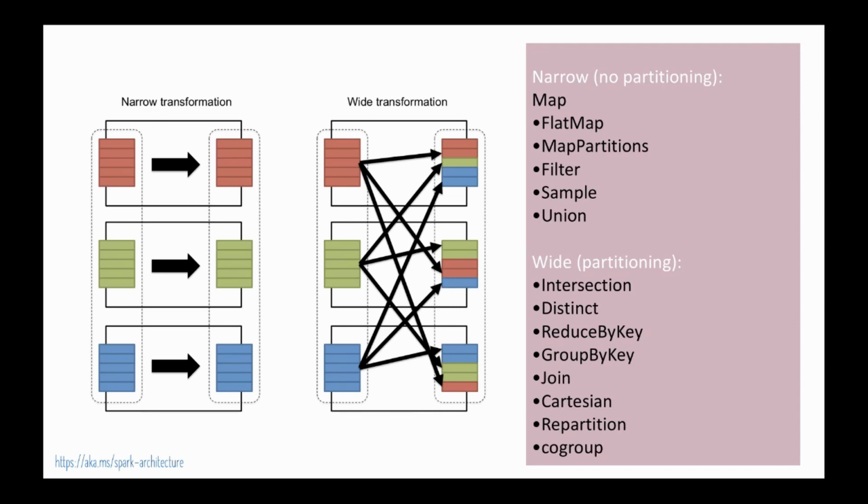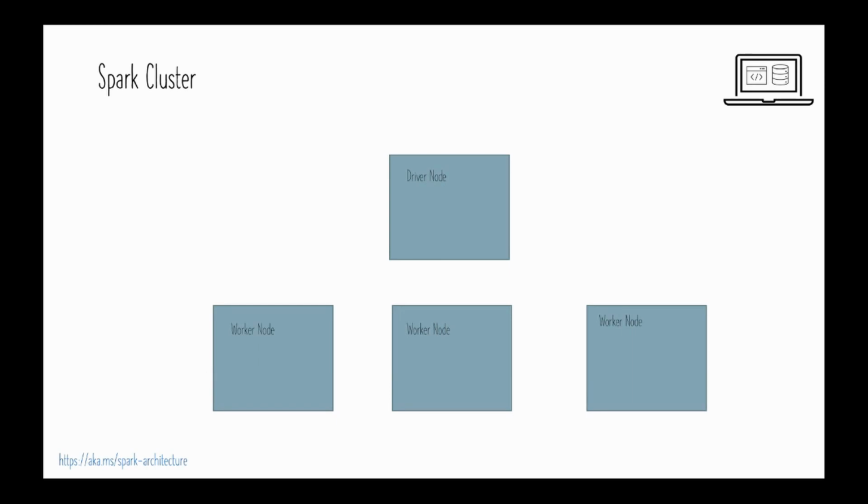So you can see there are the narrow transformations, for example, the filter, the sample, the union, and there are the wide transformations, which is if I want to do a distinct count, if I want to do a join, if I want to do a Cartesian or co-group or repartition of the data. Just remember, you can do everything, but be mindful of what you're doing and the different operations that you're using.